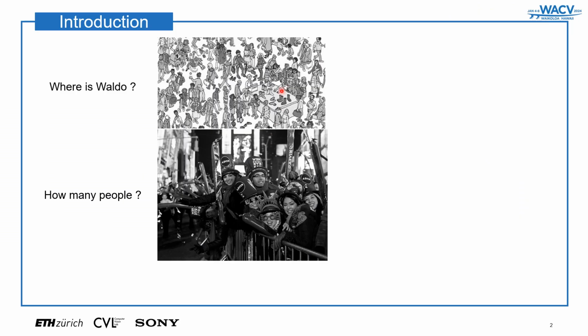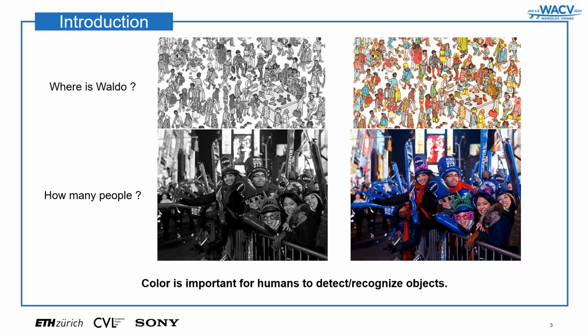Where is Waldo? And how many people are in this image? These are not easy to answer, but I'm sure you would be more comfortable using the colored images. Color is important for humans to detect or recognize objects. Even though our brain is very good at detecting faces, it can be hard to detect faces in the white like here.